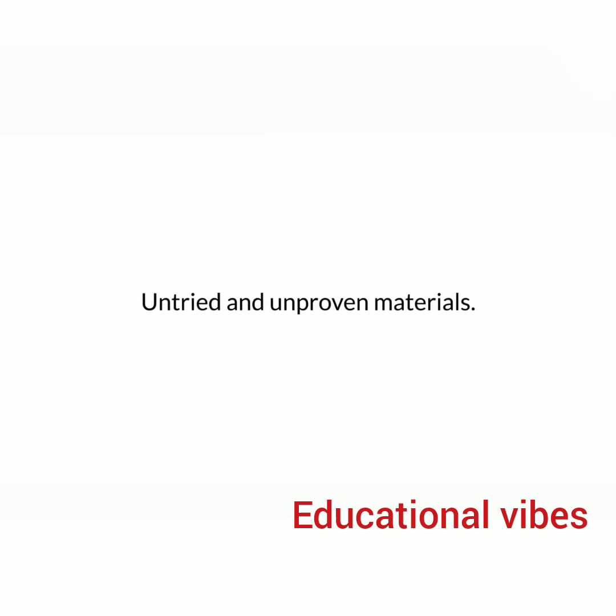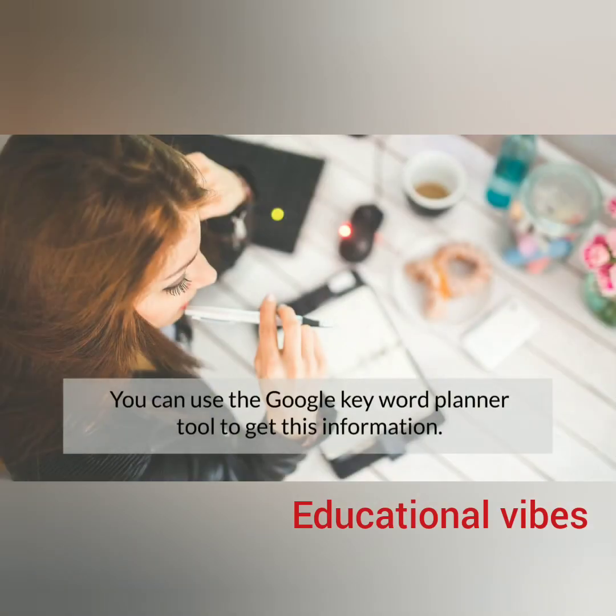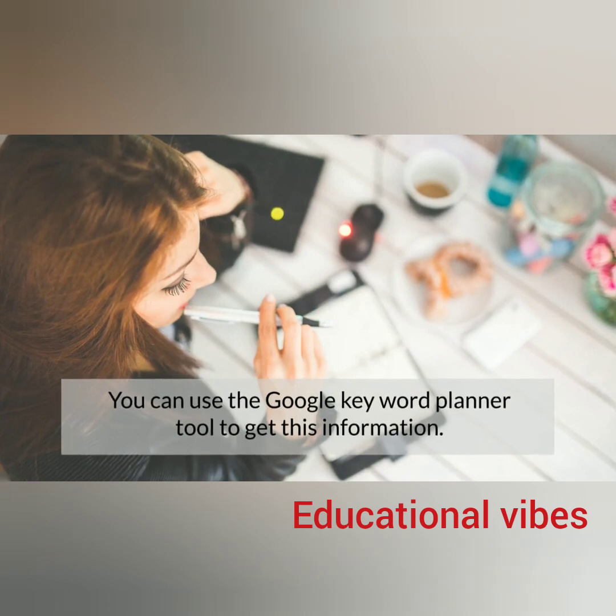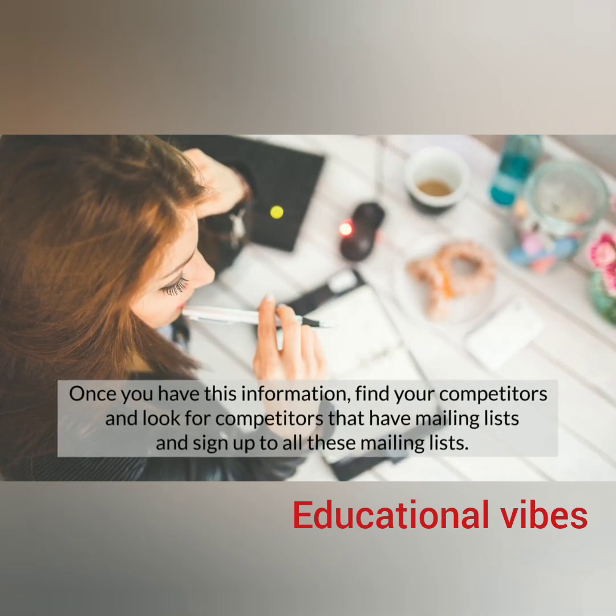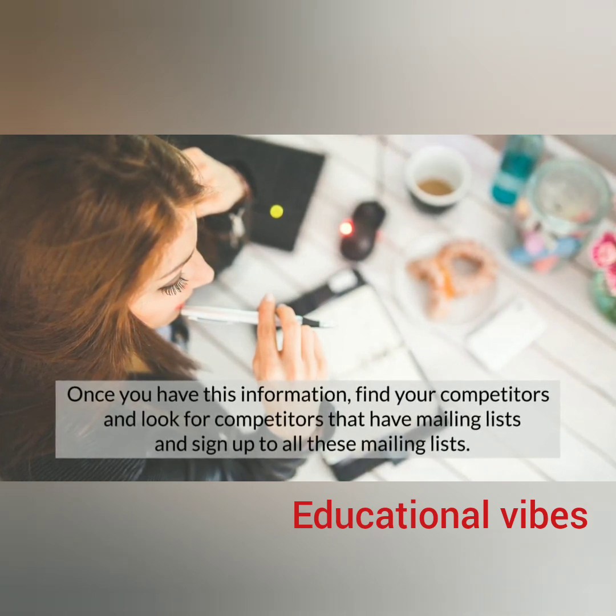Don't just reverse engineer and stop. Use this as a place to start and then continuously optimize your materials to get better and better results. How it works. Find keywords related to your niche. You can use the Google Keyword Planner tool to get this information. Once you have this information, find your competitors and look for competitors that have mailing lists and sign up to all of these mailing lists.